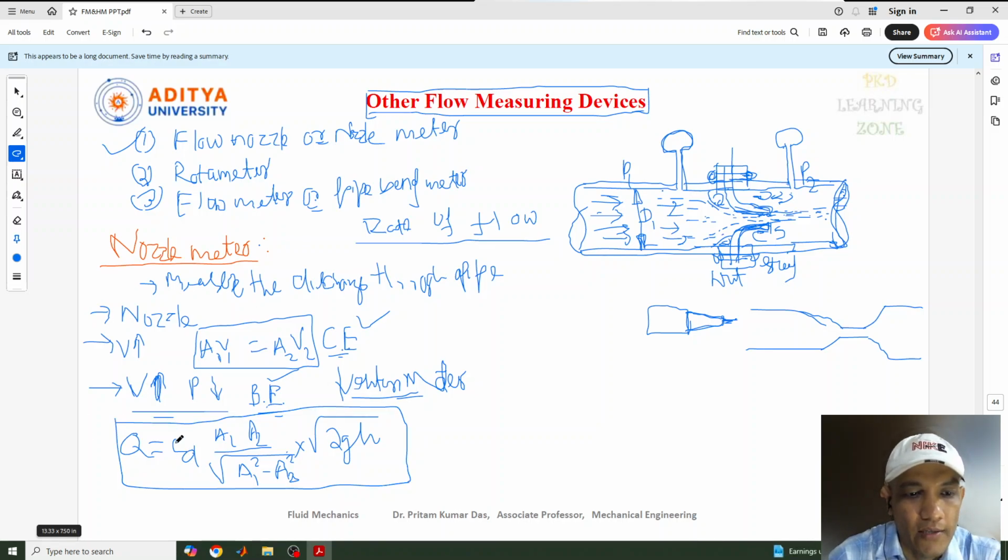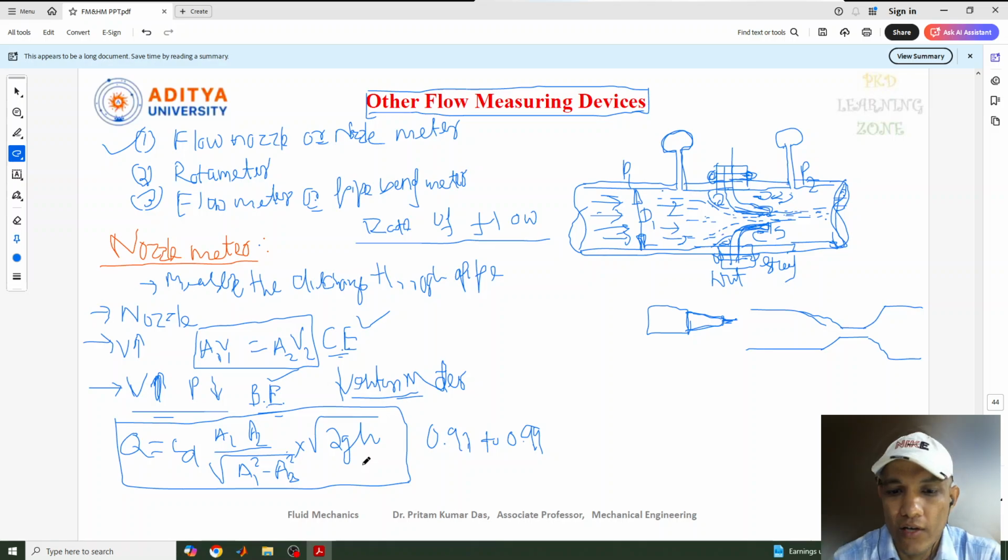Now here we know that CD is the coefficient of discharge, and the value of this coefficient of discharge used to vary from 0.97 to 0.99. So these are the concepts of this nozzle meter or flow meter. As I told you, all these things are there. Now here a few more things are there to explain to you.